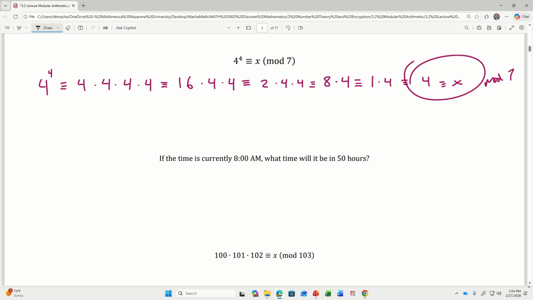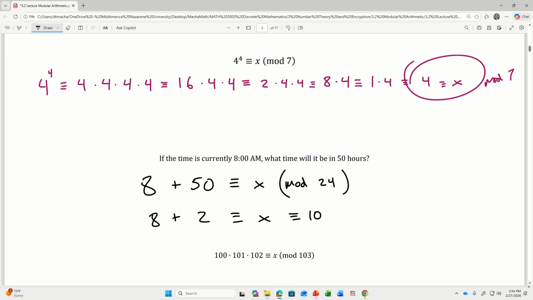Because this is basically the question, 8 plus 50 is congruent to what mod 24? And you say, well, 50 mod 24 is 2. And so we're talking about the number 10, 10 a.m.